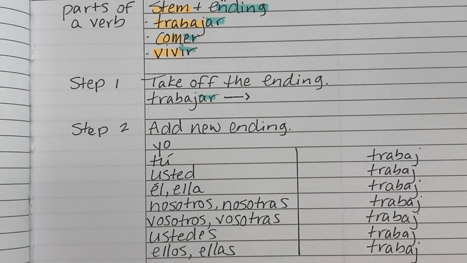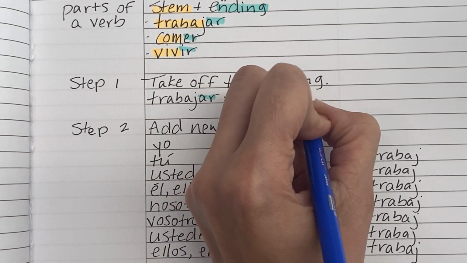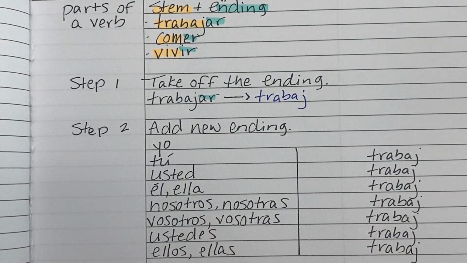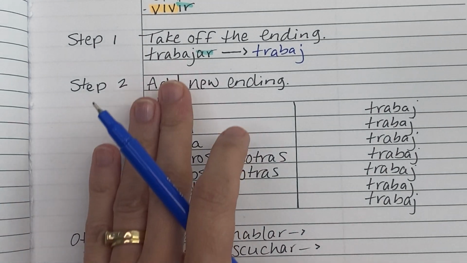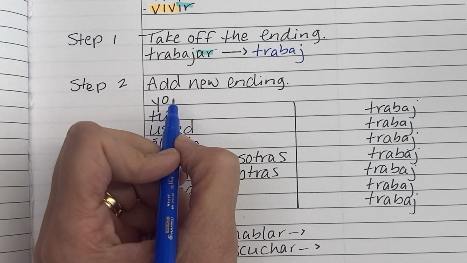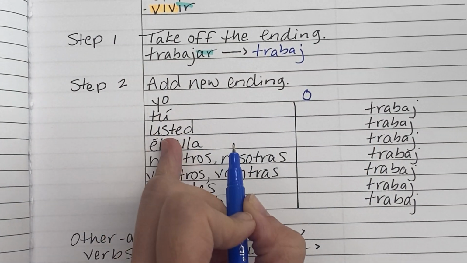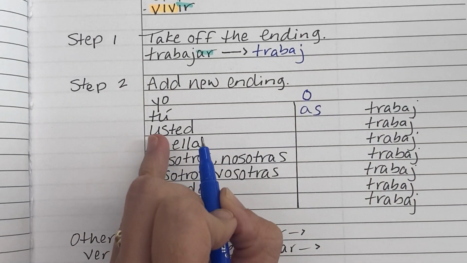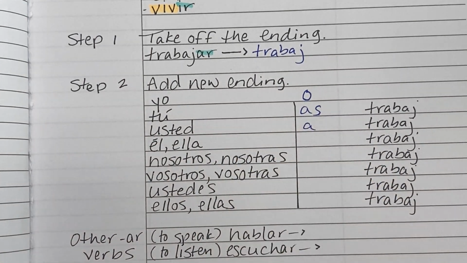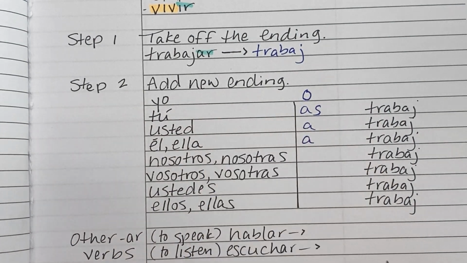So that leaves us with traba. It's hard to say without an ending on it, which takes us to the second step, add your new ending. So let's look at those new endings. For yo, it's o. For you, for informal, it's going to be as. And for formal, it's going to be a. Okay. For he or she, always the same as the formal you, so a.